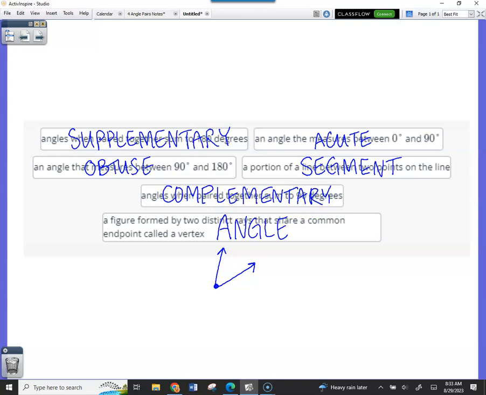Let me tell you what it means. Huh? I know, it's all right.